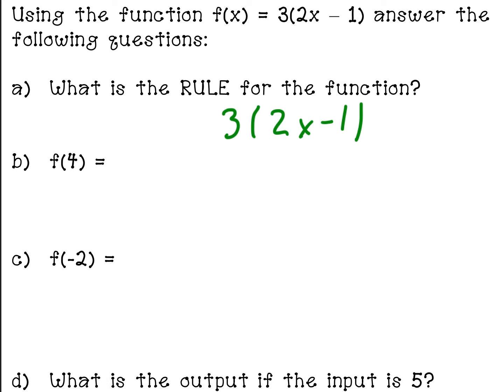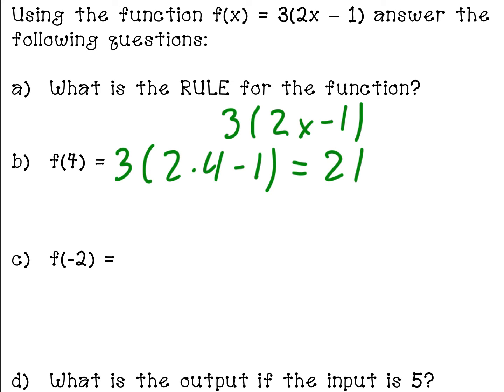B. What is f of 4? Well, f of 4 is f of x, but with x replaced with 4. So we're going to rewrite the rule, but we are going to replace every x with a 4. So f of 4 is equal to 3 times the quantity 2 times 4 minus 1. 2 times 4 is 8, minus 1 is 7, times 3 will give us 21.